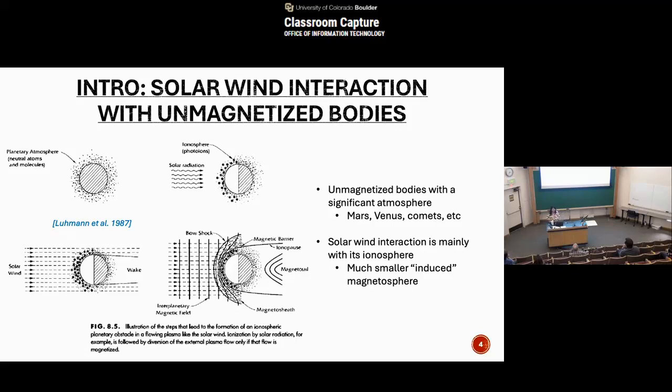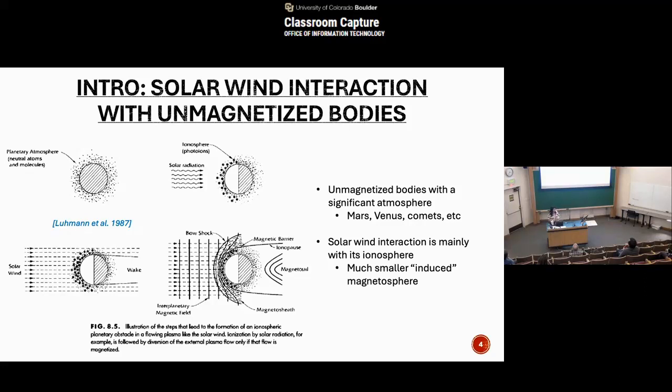So that's the picture when the solar wind interacts with a magnetized body with a strong intrinsic field like a dipole field: Earth, Saturn, Mercury. But the picture looks very different when it interacts with an unmagnetized body. So here would be Venus, comets, and a little bit of Mars to the first order.